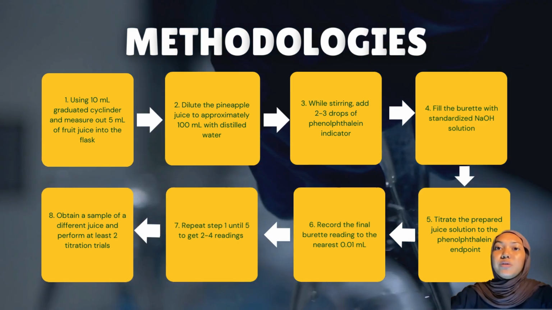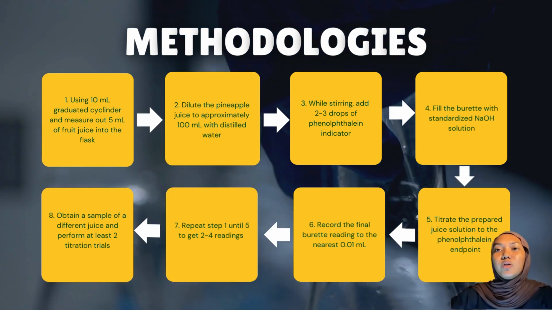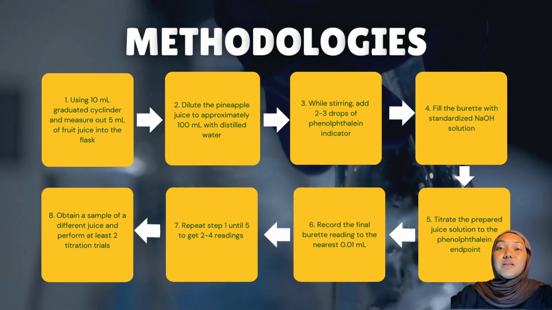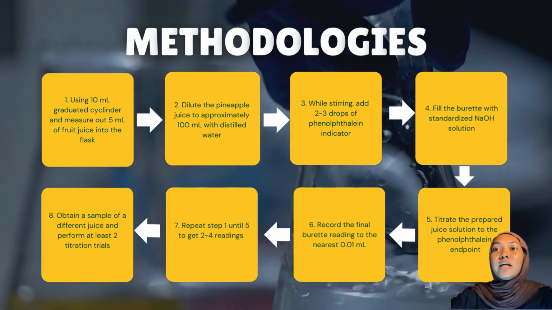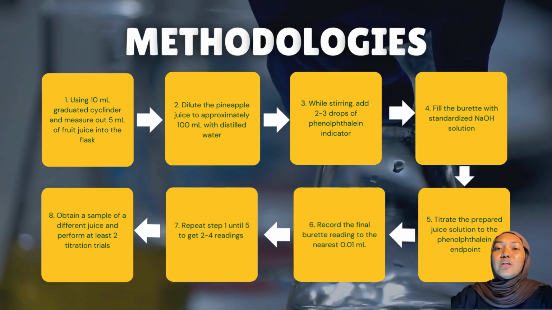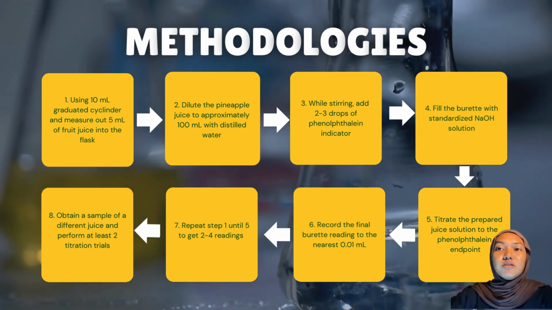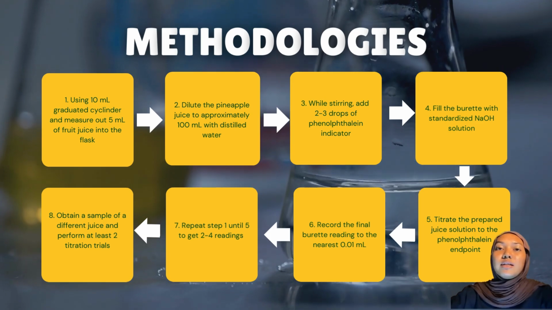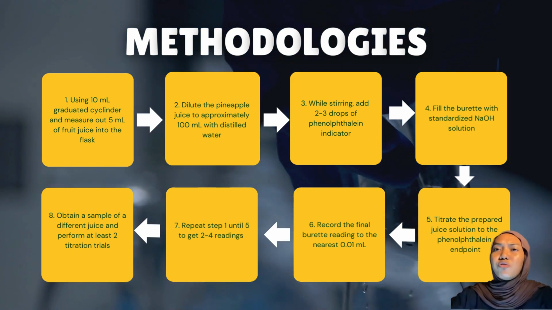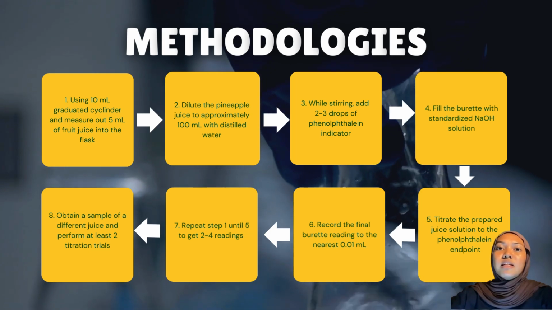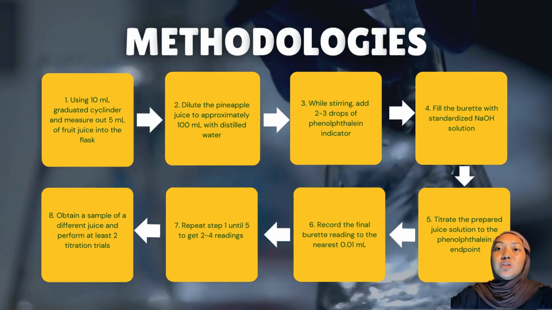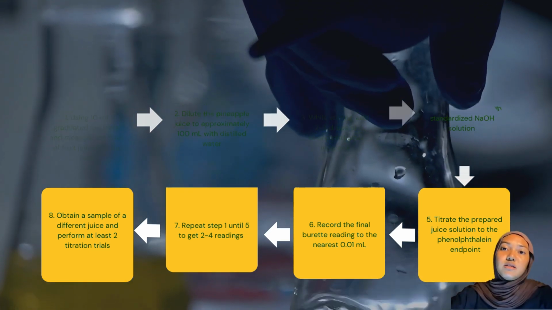Fourth, fill the burette with a standardized NaOH solution, which is sodium hydroxide. Fifth, titrate the prepared juice solution to the phenolphthalein endpoint. And sixth, record the final burette reading to the nearest 0.01 ml. And repeat steps 1 to 5 to get 2 to 4 readings. And lastly, we must obtain a sample of a different juice and perform at least 2 titration trials.